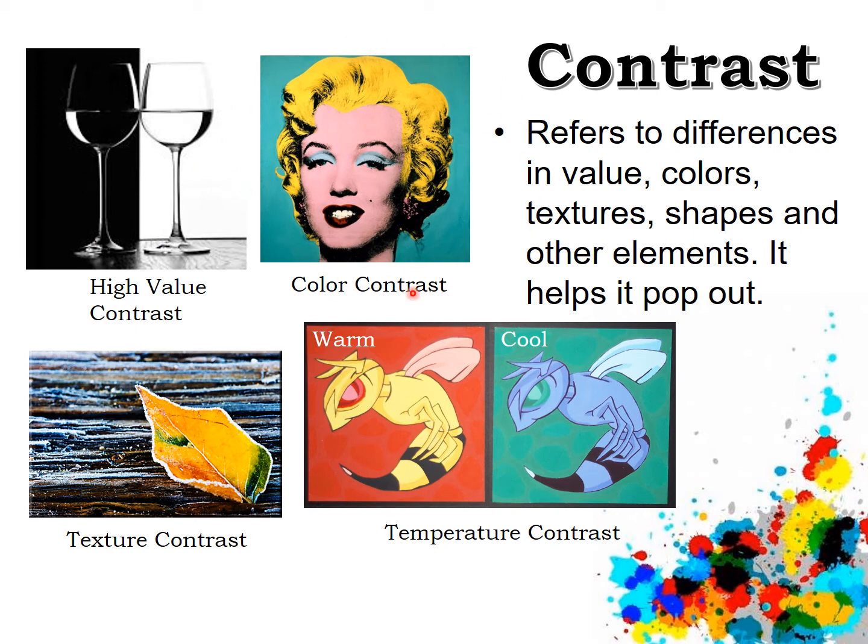So we have this picture of Marilyn Monroe, and she has really bright pink skin with yellow hair and the blue eyeshadow and the bright red lips. So having all of these colors together is making them stand out. You can have texture contrast, having the rough, scratchy wood against the crunchy frost on the leaf with the smoothness of the leaf. You can have warm versus cool color contrast, so having the warm colors next to the blue colors.